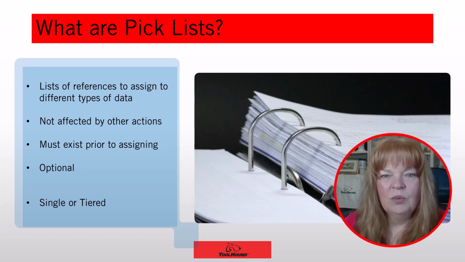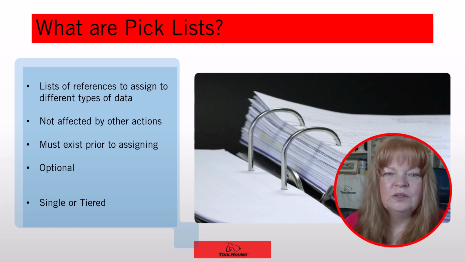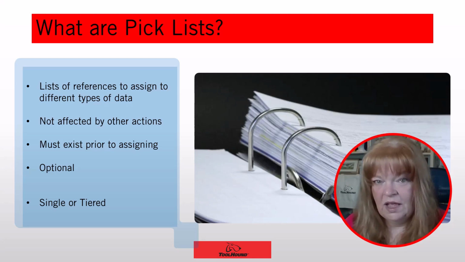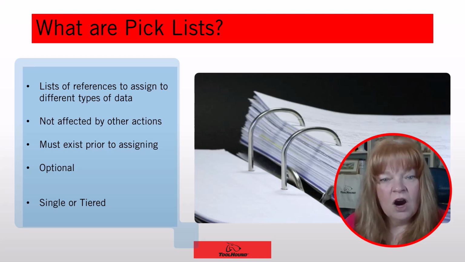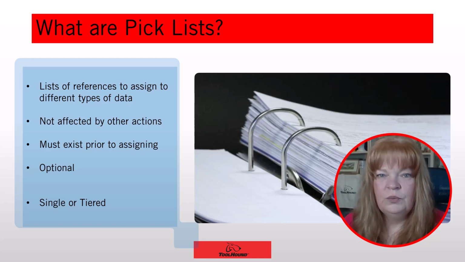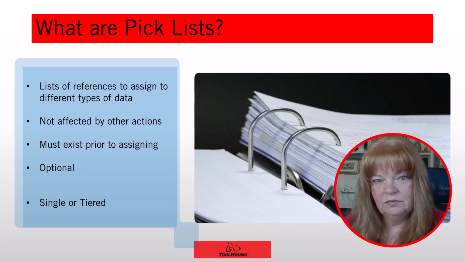Pick lists are pre-built lists of references to assign to different types of data. They're not affected by other actions in the application. They must exist prior to assigning them to whatever data you're using. That is, they can't be created on the fly. They are optional. There are two main types of pick lists: single or flat lists and tiered or nested lists.